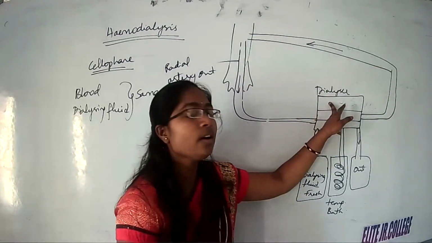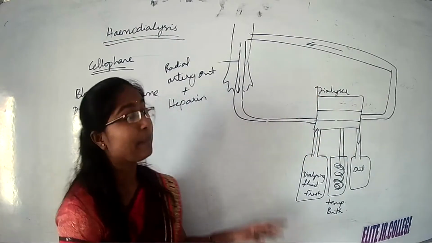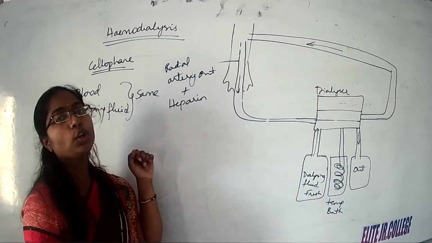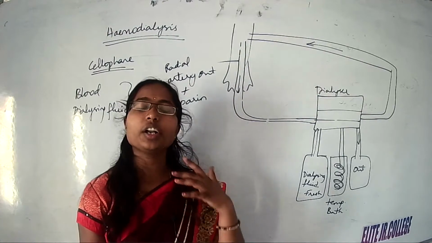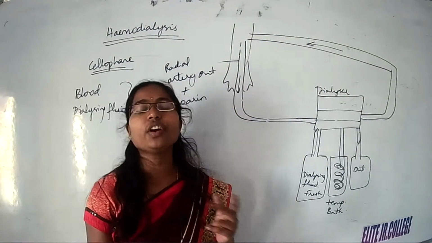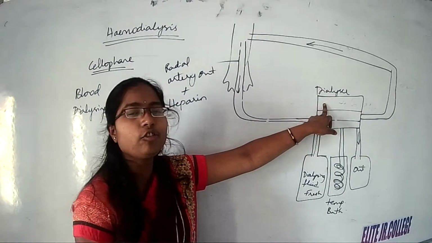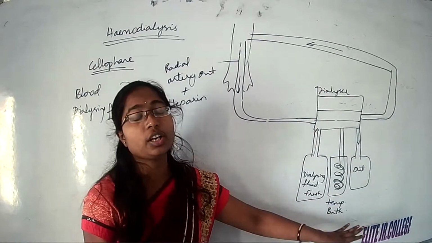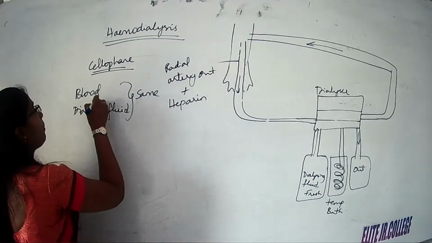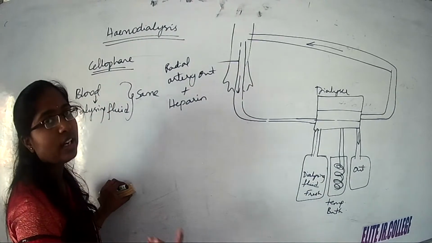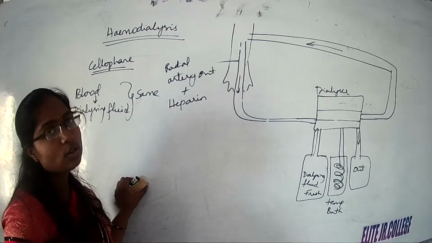In the dialyzer, both blood and dialyzing fluid flow in the channels made up of cellophane. This cellophane allows the movement of substances across according to their concentration gradients. Because the dialyzing fluid and blood have the same composition, only the waste materials are going to enter from blood into the dialyzing fluid, because waste materials move from a higher solute concentration to a lower solute concentration.